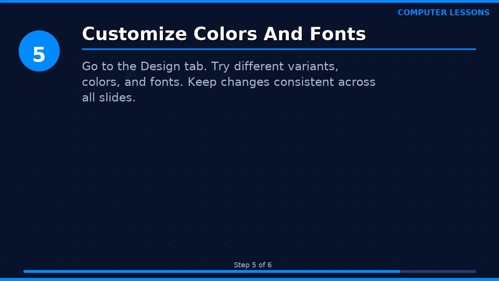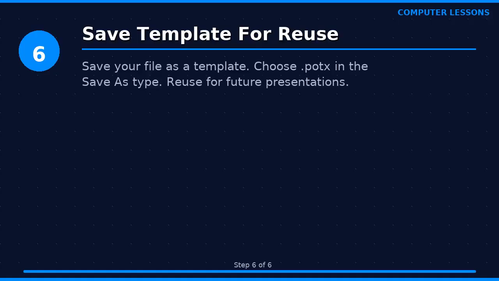Want to tweak the uniform? Hit the Design tab, change colors, fonts, variants, and the whole deck updates like a team in fresh jerseys. Love what you built? Save it as a .potx template, your own custom playbook for every future game. Blank slides don't stand a chance when you've got templates running the floor.